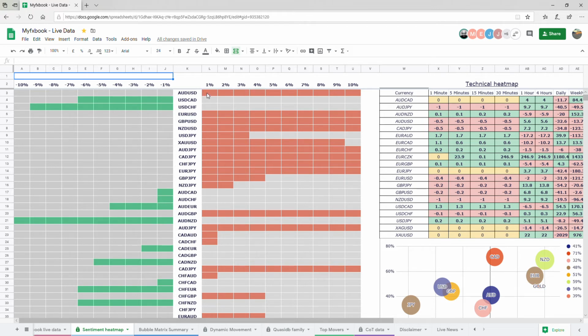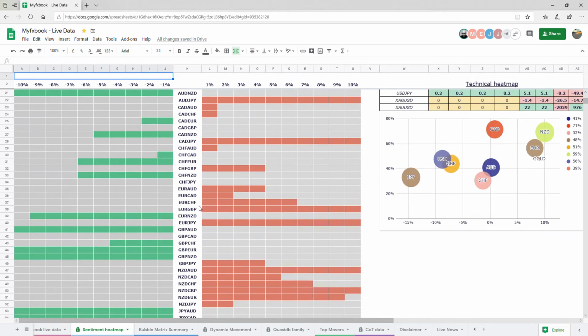So if anything comes over here, it's a sell. If it comes over here, it's a buy. Just a really quick, easy way of looking at things. If it's maxed out, then it's like a strong sell, basically. It covers many things.